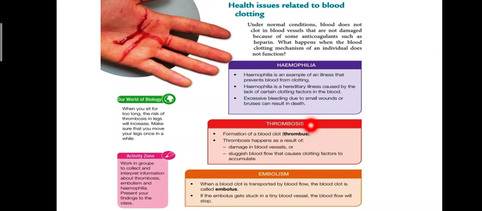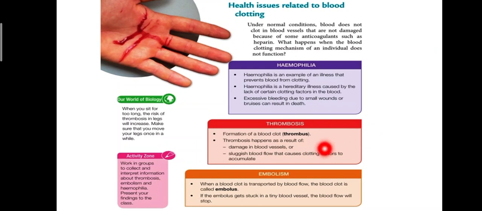And then second one here is thrombosis. Thrombosis, formation of a blood clot, thrombus. So thrombosis ini adalah dia punya opposite of hemophilia. Kalau hemophilia tadi dia prevents blood from clotting, thrombosis pula ini dia form blood clot. Thrombus, kita panggil thrombus the blood clot. Maksudnya unnecessary blood clot lah. Okay? Unnecessary blood clot. Thrombosis happens as a result of damage in blood vessel or sluggish blood flow that causes clotting factors to accumulate.